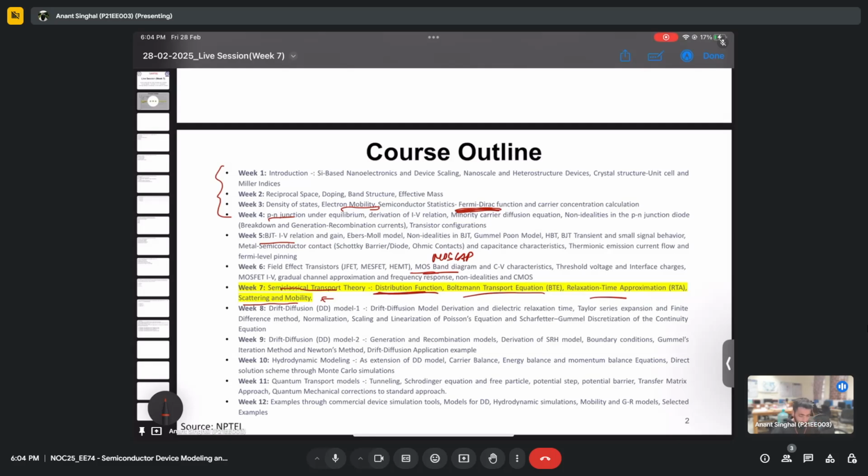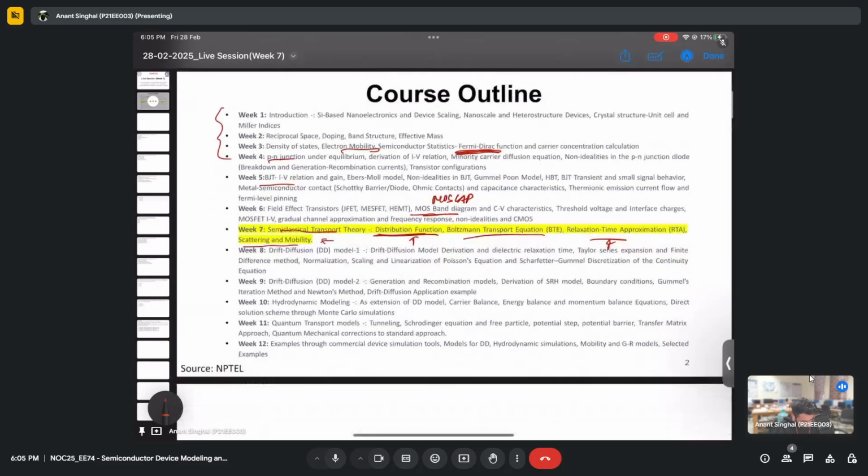After that, by telling several quick facts about the MOS cap, we'll see some of the quick facts about MOSFET, and then we'll be covering these topics such as the distribution function, the scattering and mobility, and the RT constants, etc. So let's start the class now. This was a very basic introduction.